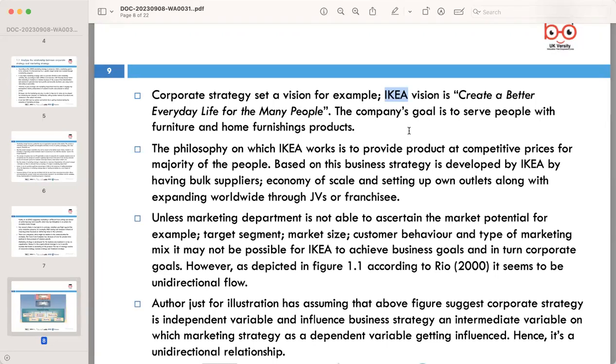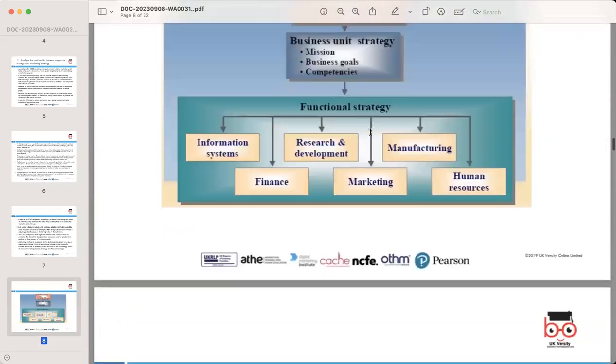Marketing plays an essential role in achieving these business goals. So it must ascertain critical market factors such as target segments, market size, customer behaviors, and the appropriate marketing mix. So as in the figure above, the relationship appears unidirectional, with corporate strategy influencing business strategy, which influences marketing strategy, if you can see here.